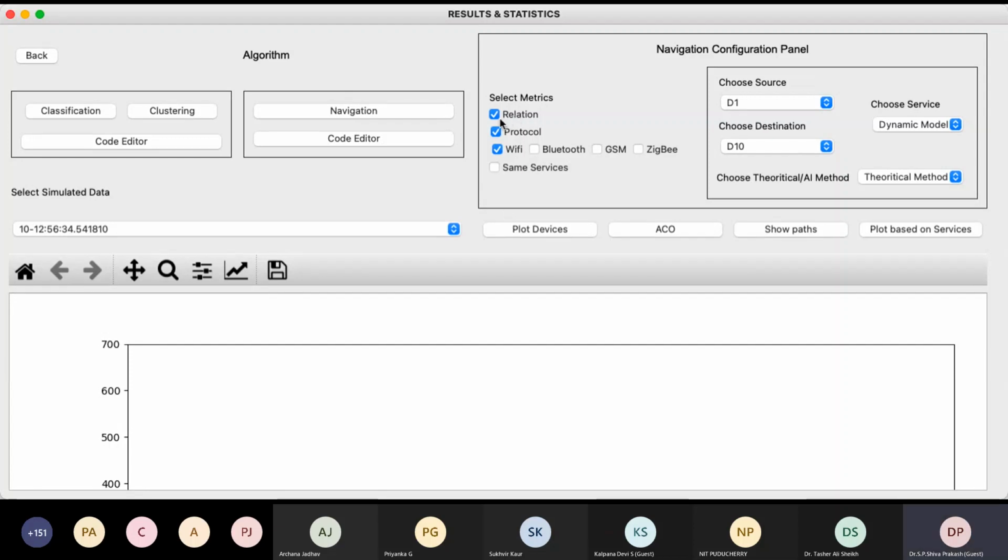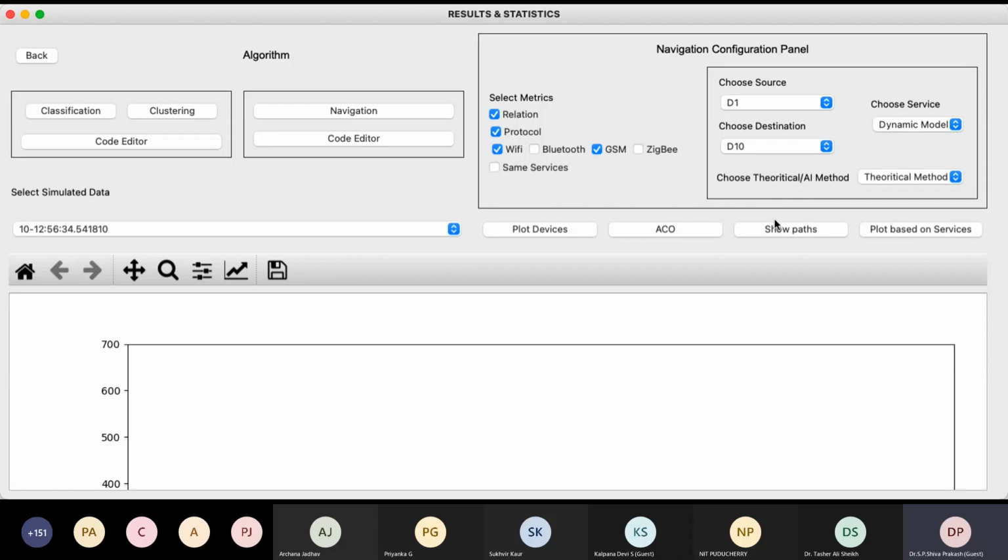Either based on the relationship between the devices or based on the protocols that we have defined, like whether you want a set of devices that are using only Wi-Fi, or I can choose both Wi-Fi as well as GSM, or all. And also, suppose I want to find a device or a set of devices which are providing a similar kind or the same set of services. This simulator will also help us to do this.